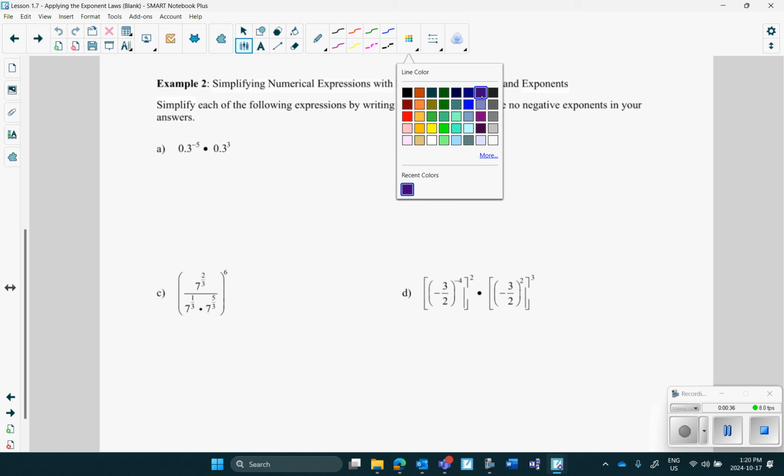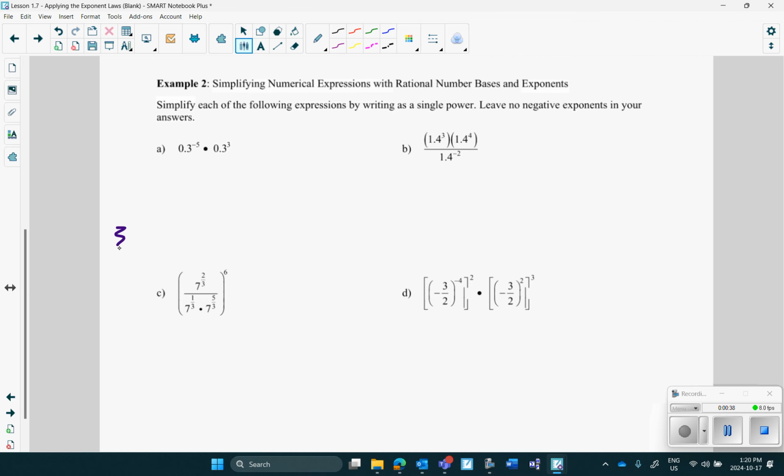So remember, look at the instructions. Very important to look at the instructions. It doesn't say to evaluate. It says simplify to a single power, and no exponents can be negative. Notice the bases in all of these are numbers, not variables. That's okay, you still do the same thing. Base stays the same when we do an exponent law.